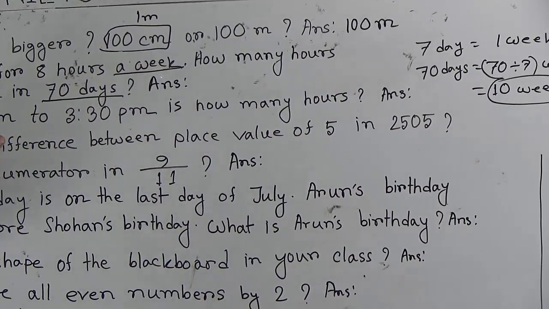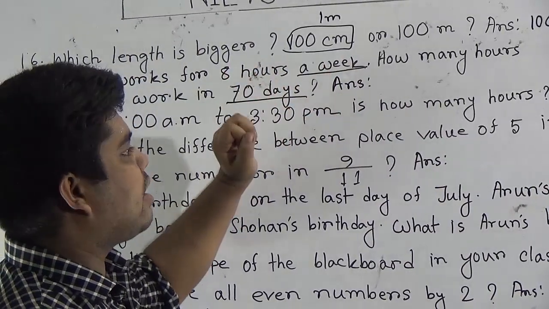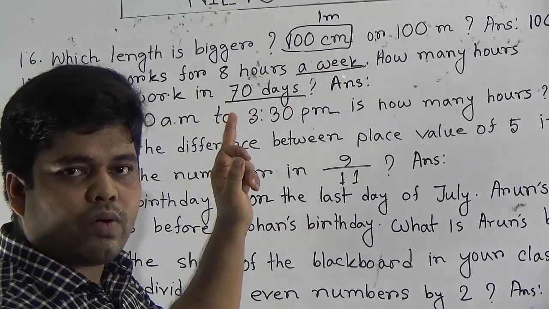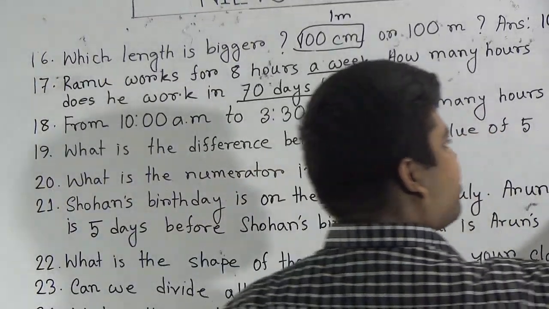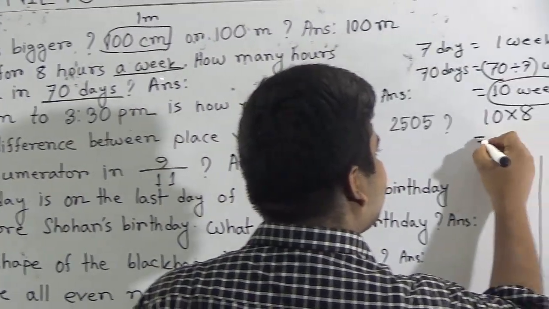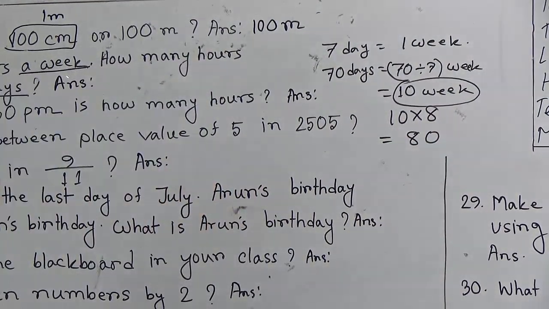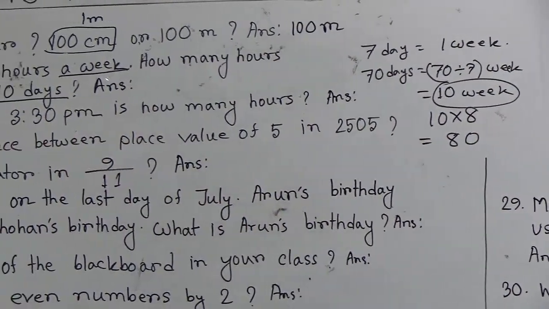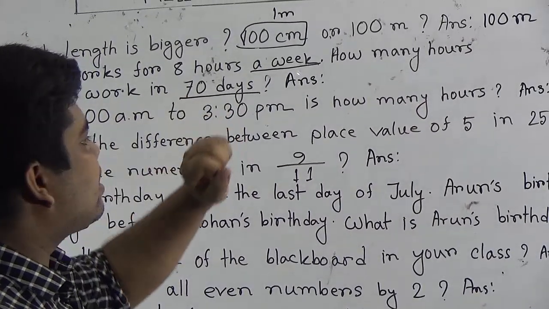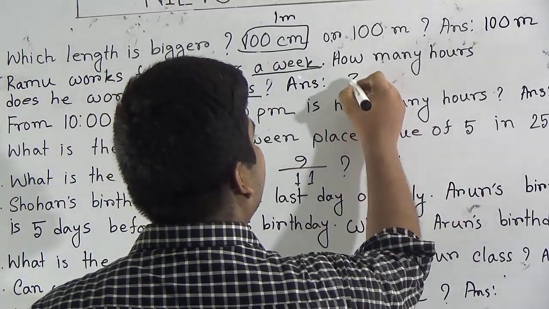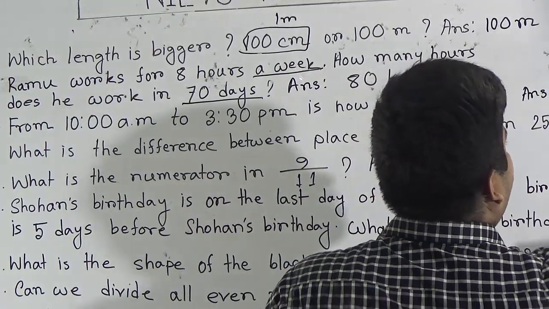So he works 8 hours a week. So in 1 week he works 8 hours. So in 10 weeks he works how many hours? We multiply this 10 with 8 and we get the answer. That means 10 multiplied by 8, what will it be? 10 eights are 80. So the answer is 80 hours. How many hours does he work in 70 days? The answer will be 80 hours. I hope you have understood question number 17.